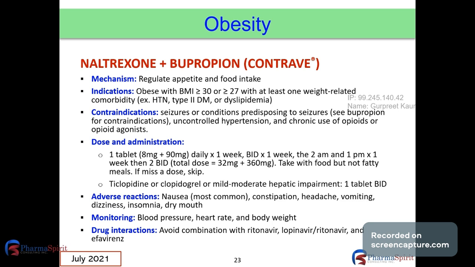Couple of drug interactions. We avoid a combination. We avoid combining Contrave with ritonavir, lopinavir, and efavirenz because these are strong CYP2D6 inhibitors that can increase the blood level of the medication and it can increase the adverse reactions.